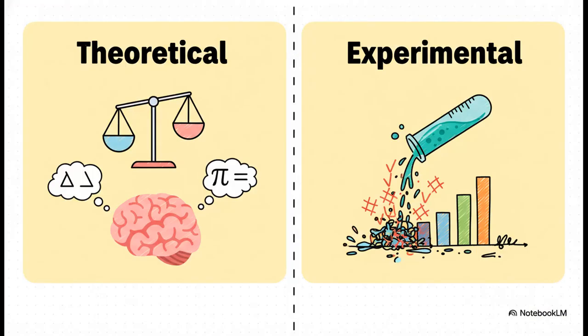Think of it like this. On one side, you've got theoretical probability. That's the perfect world. It's what the pure math says should happen. But on the other side, you've got experimental probability. That's the real world. It's what actually happens when you go out and do the thing. And honestly, that's where things get really interesting.